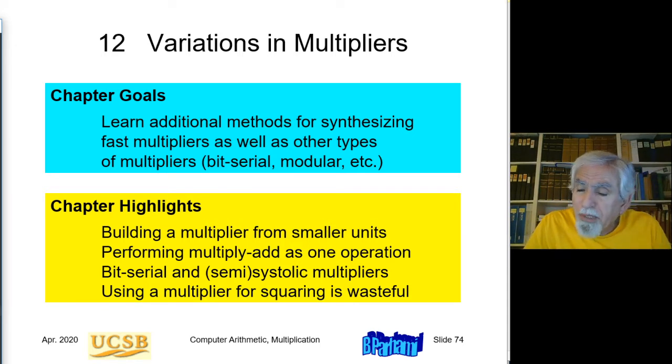So in this chapter, I've collected a number of miscellaneous methods. Basically, everything else we need to know about multiplication besides the basics in Chapter 9, high radix multiplication in Chapter 10, and tree and array multipliers in Chapter 11.